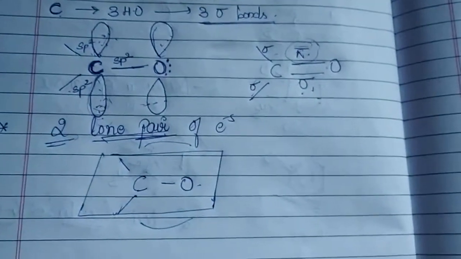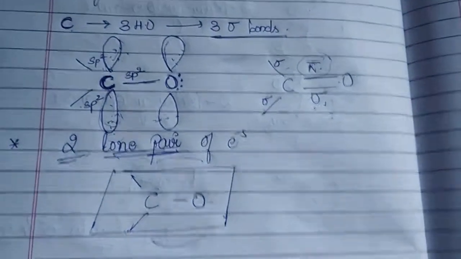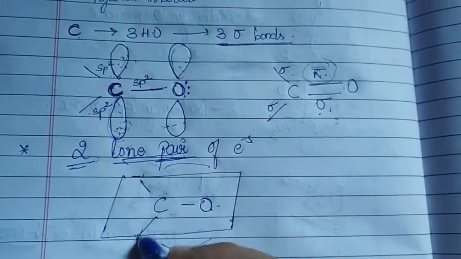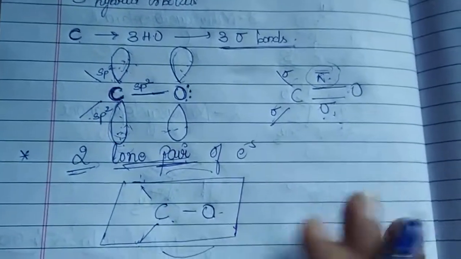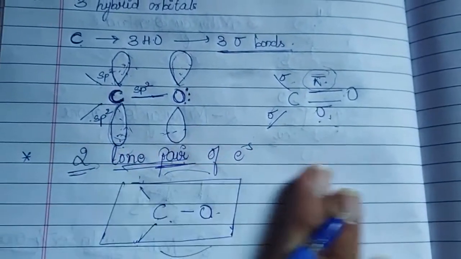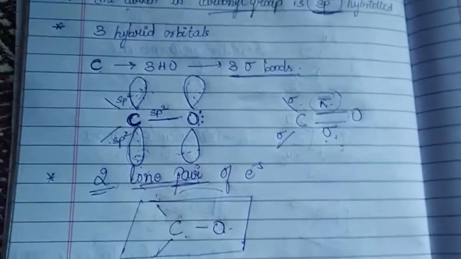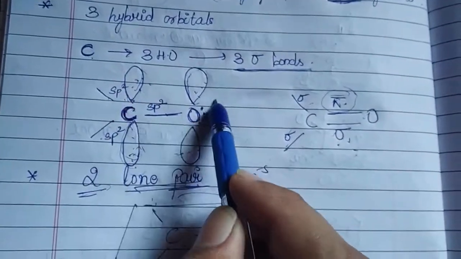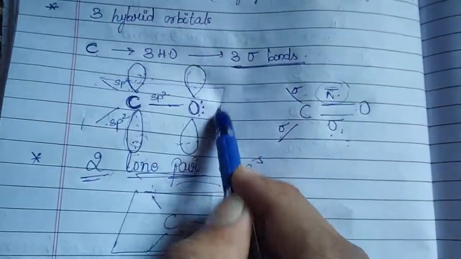But when we consider its electron density, we came to know that carbon, oxygen and the other 2 groups attached to the carbonyl carbon are lying on the same plane. Because it has undergone sp2 hybridization, it will be lying in the same plane. Whereas here itself we can see, if we do not know the plane, consider that this was a plane.